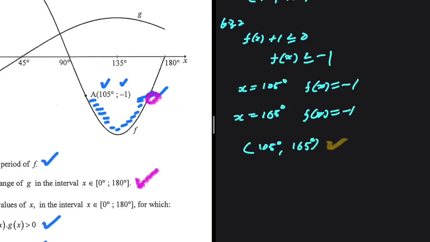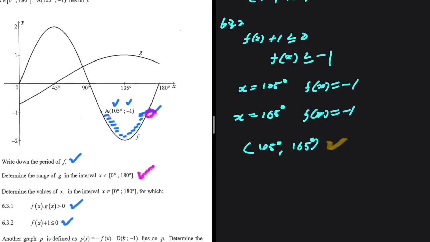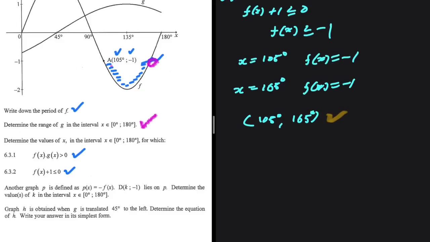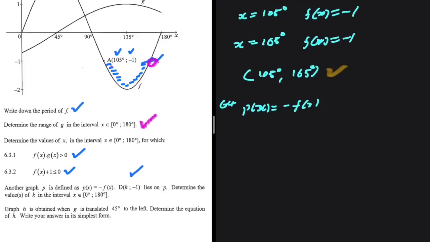This is our solution. When x is between those two numbers, we can clearly see that f of x is less than minus 1, like we are required to do. Okay, that is 6.3.2. Let's do 6.4. 6.4, another graph P is defined as P of x is equal to minus f of x. D with coordinates k and minus 1 lies on P. Determine the values of k in the interval x is an element of 0 degrees to 180 degrees.